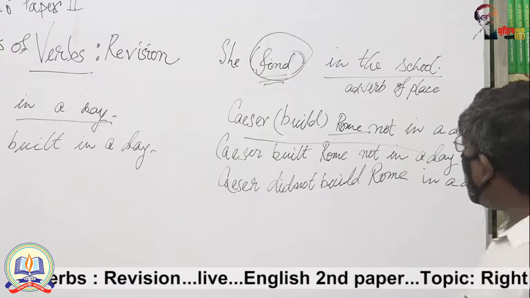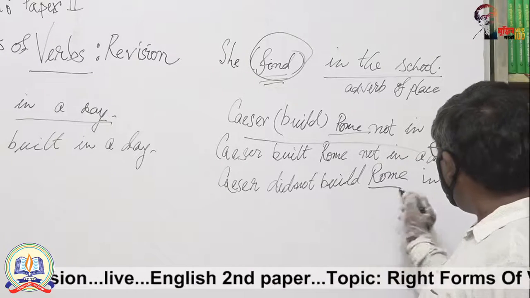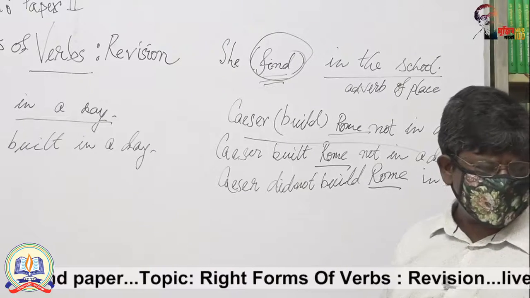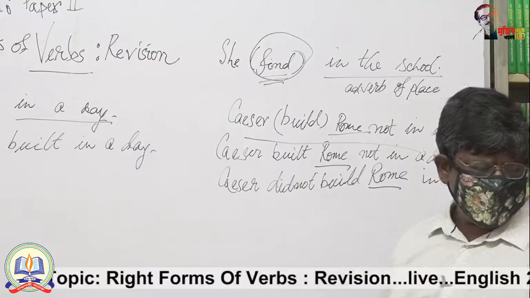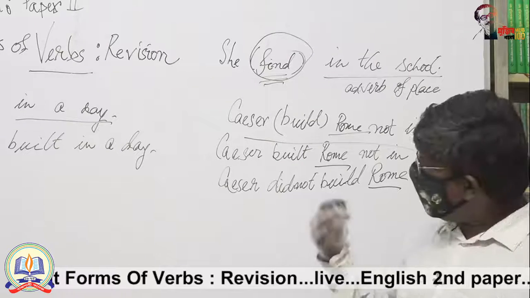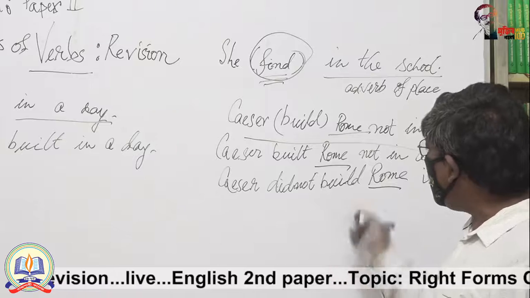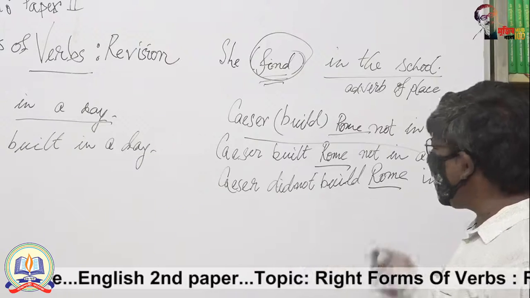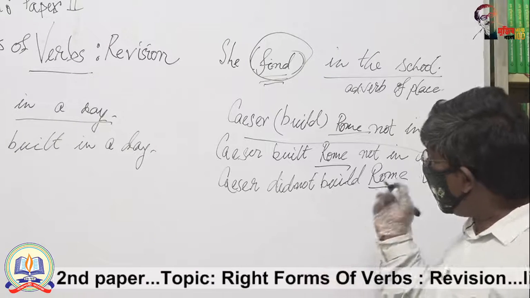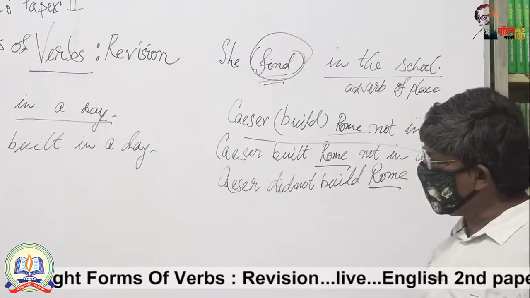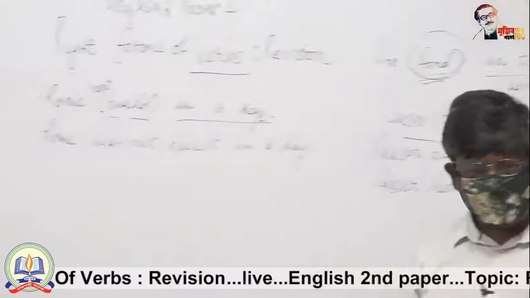But if you do not have an object like Rome after the verb build, or after a natural transitive verb, you need to write the verb in the passive form like that one. Rome was not built in a day.